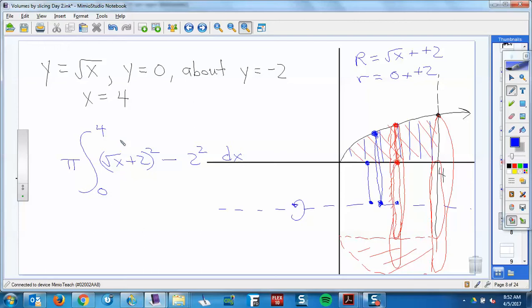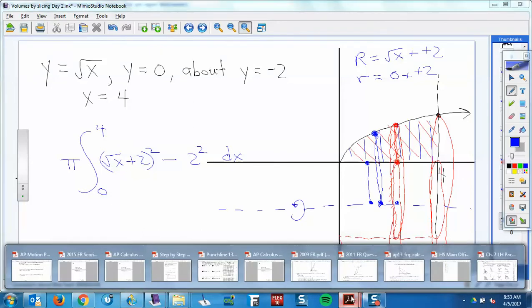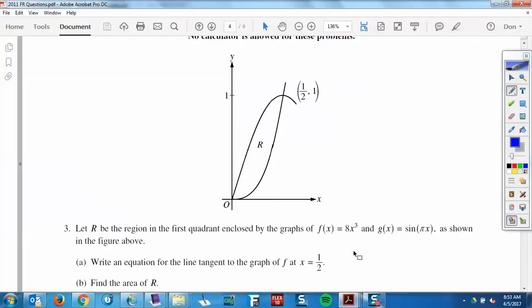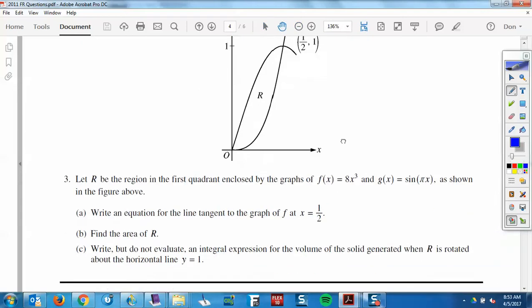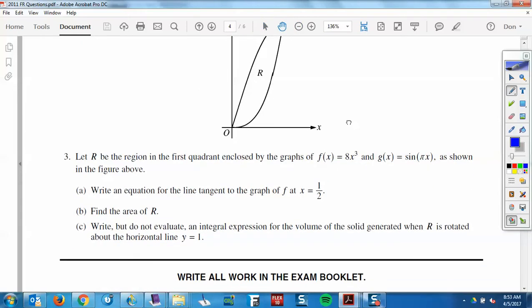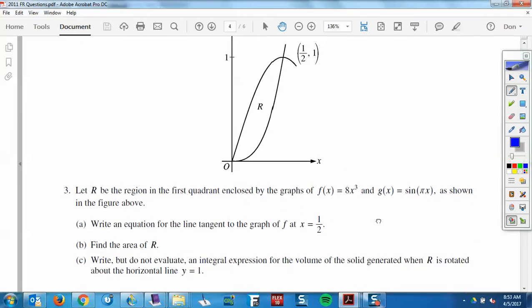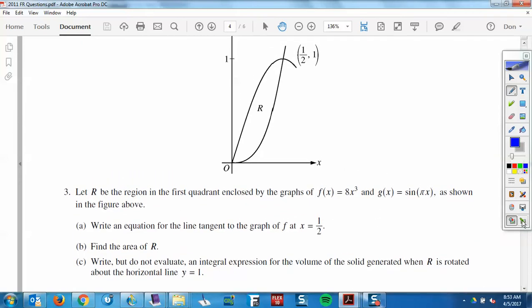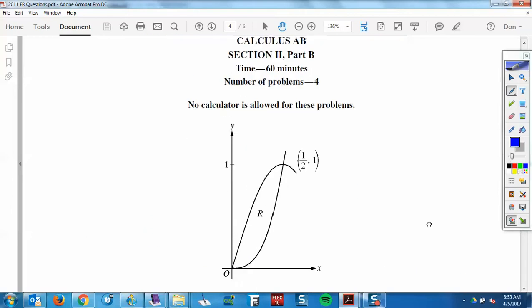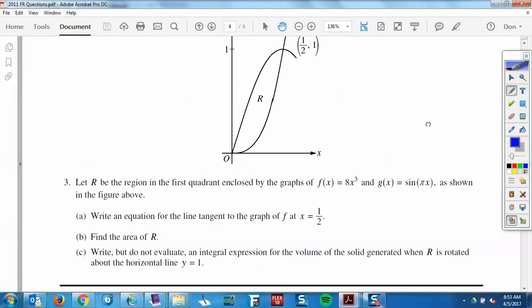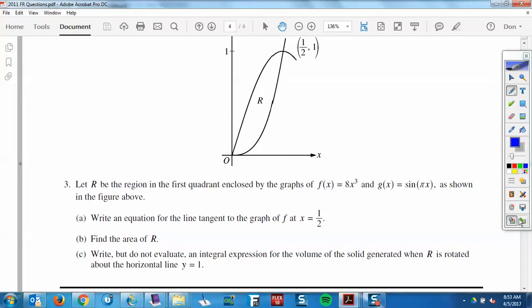All right, let's take a look. You guys can just copy these problems down. I've got a couple of AP problems from earlier years. Okay, here we go. Right here. This is from 2011. So, do part C right here.